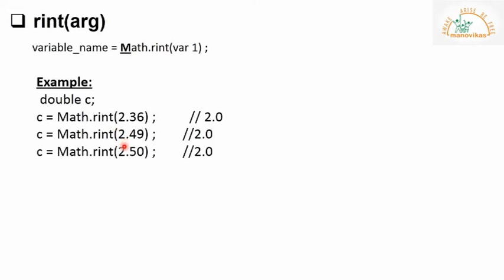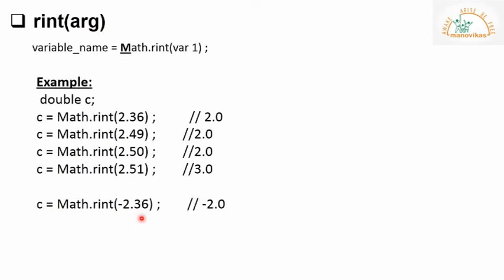Next is 2.5. Still, it is not more than 0.5. So you will get 2 as a result. Now, 2.51. After the decimal point, you have a value more than 0.5. So this value will be rounded to the next integer value, that is 3. And since the return type is double data type, your output will be 3.0.